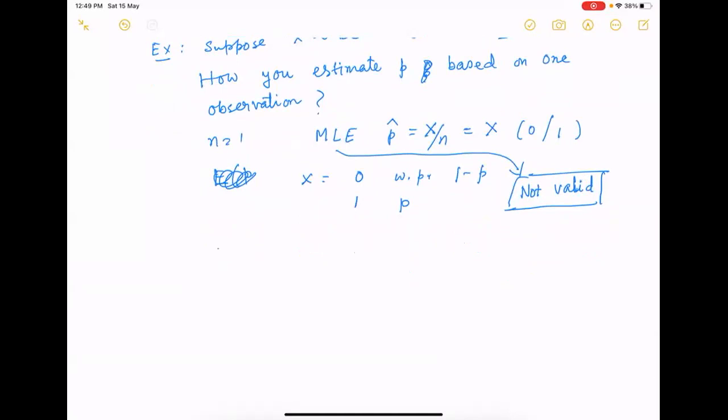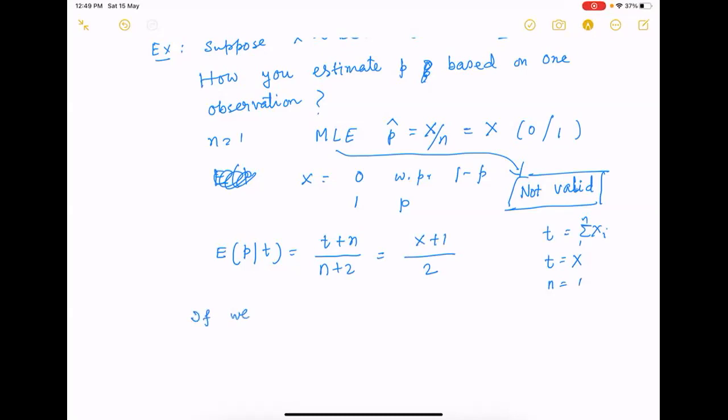But look at the Bayes estimate. The expected value of P given T is effectively (T plus 1) by (N plus 2). So what is my T? T is the summation of xi from 1 to N. My N is 1, so basically T is my X and N is 1. So I'm getting (X plus 1) by 3. Sir, n is 1, so the denominator will be 3, I guess. Correct. Yeah.